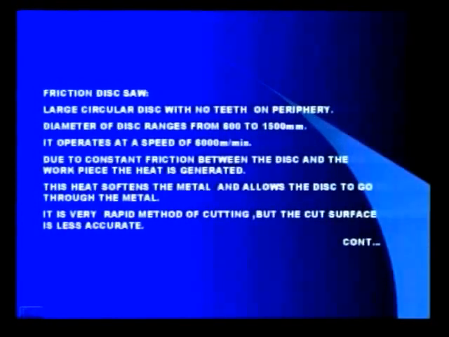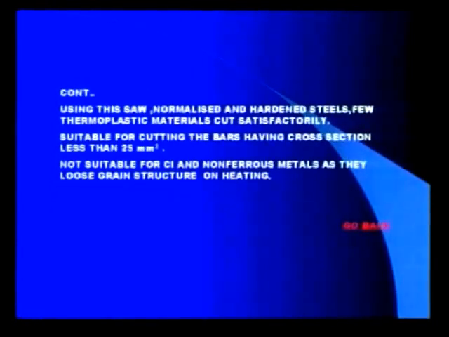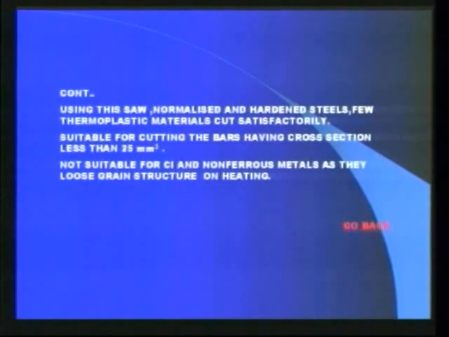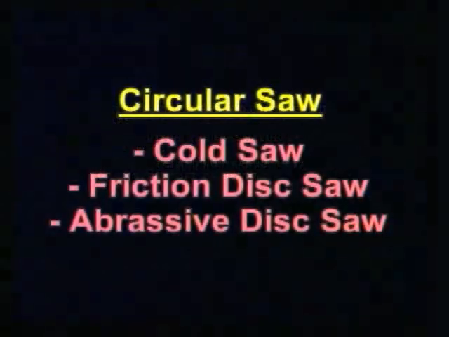Friction disc sawing is very rapid, but the cut surface is less accurate. This machine is suitable for cutting bars having cross section less than 25 mm square. It is not suitable for cutting cast iron or non-ferrous metals as they lose grain structure on heating. We discuss another circular saw, that is abrasive disc saw.